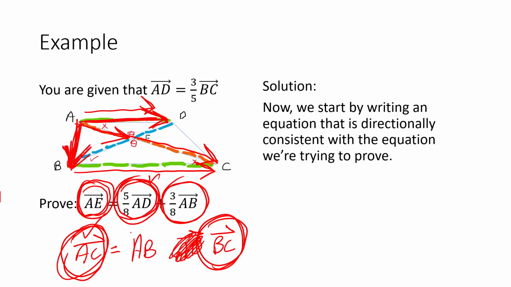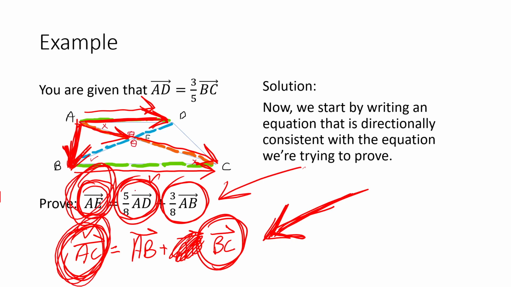And so what I've done now takes a little bit of artisticness to do, but I've made a statement on the bottom, AC equals AB plus BC. If you just look at that statement on its own, it's kind of obvious. Yeah, I agree. AC equals AB plus BC. And you might be saying, well, what's the point of that? How's that helpful to me? Here's how. It's directionally consistent with that thing I'm trying to prove. Specifically, AE is in the same direction as AC, 5/8 AD is in the same direction as BC, and 3/8 AB is in the same direction as AB.